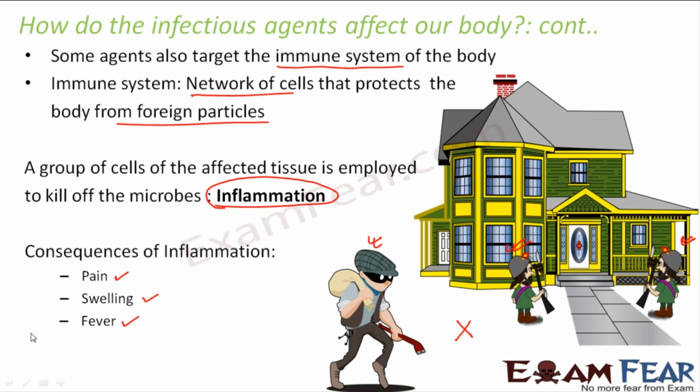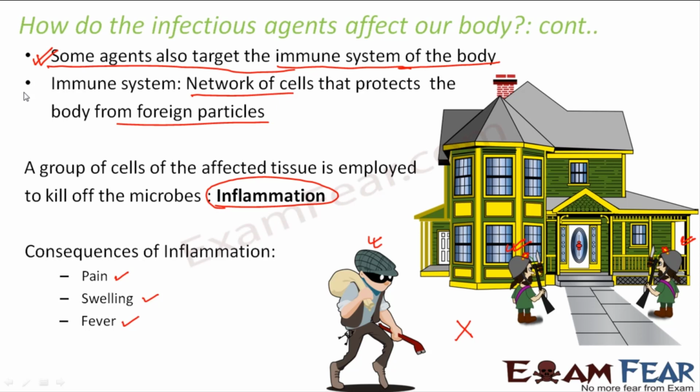Now try to understand the first statement: some agents target the immune system of the body. As we saw in the last two slides, some agents will target only the nearest organ from the point of entry, and some will spread to different parts of the body. Now there are some others who will target the immune system of the body. You can understand how dangerous these kinds of agents will be. The example of this is AIDS. In AIDS, the virus enters through the sex organs, but then they target and damage the immune system of the body.